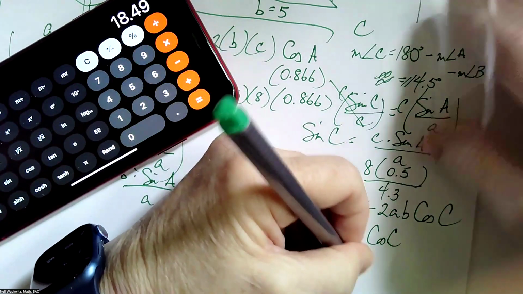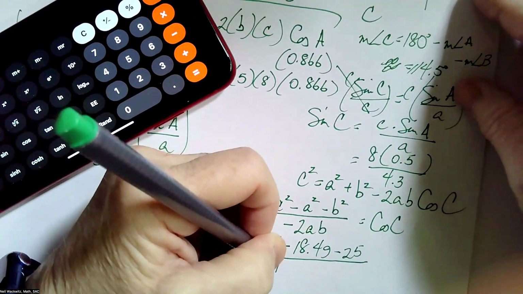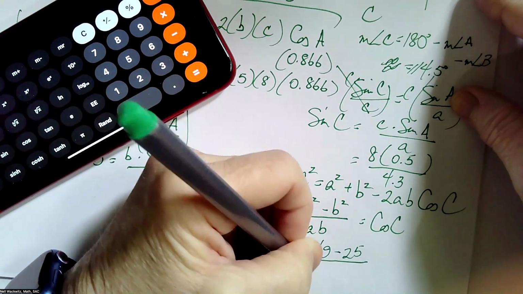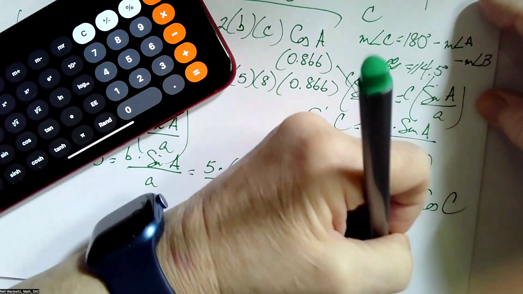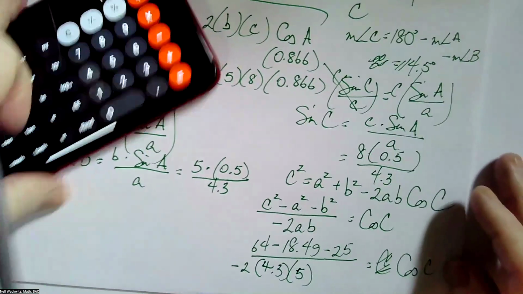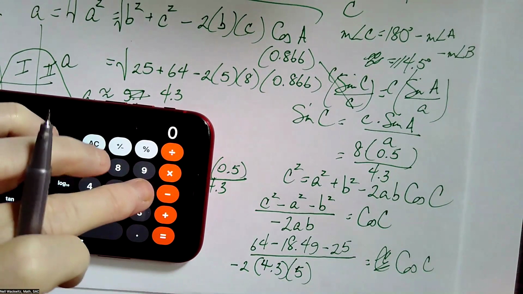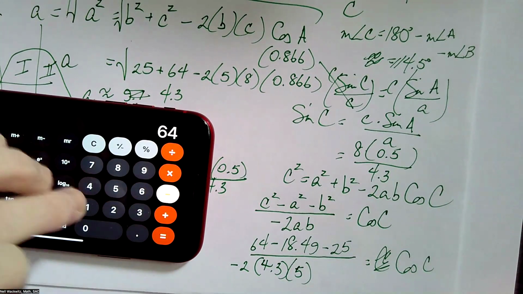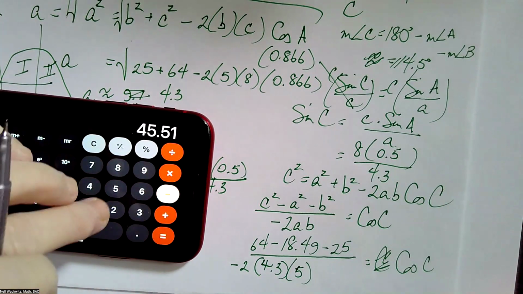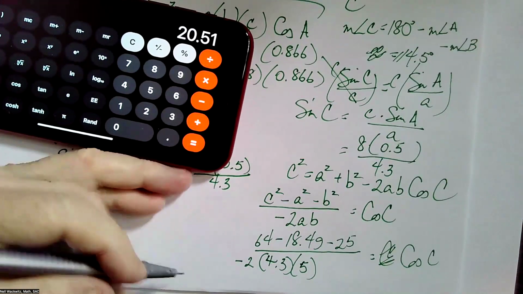B was 5. A was 4.3. 5 cosine C. Okay. So we got 64 minus 18.49 minus 25. That's 20.51.